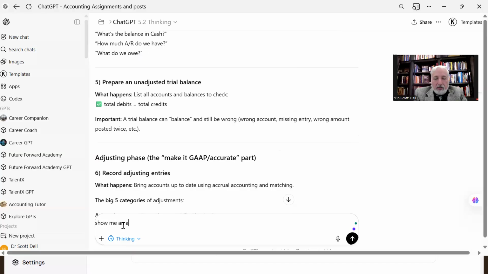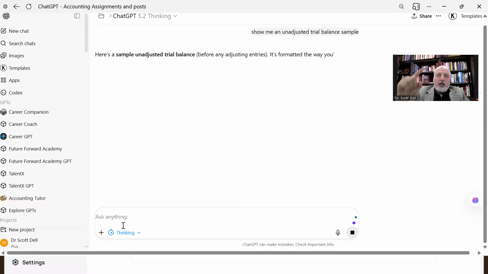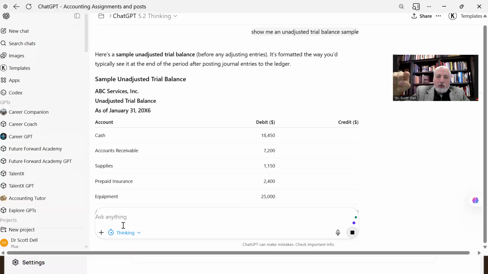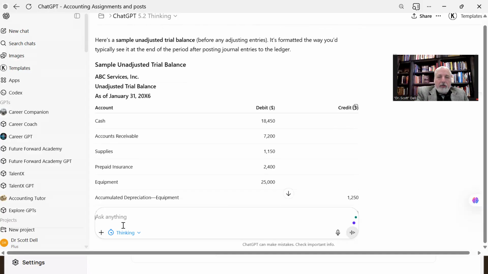Show me an unadjusted trial balance. And what that means is taking the bottom total from each of those T accounts or from each of those pages of the ledger and saying, oh, I got $99,000 in cash. Boom. Oh, I've got $1,000 inventory. Boom. In this case, I've got a debit column, a credit column.